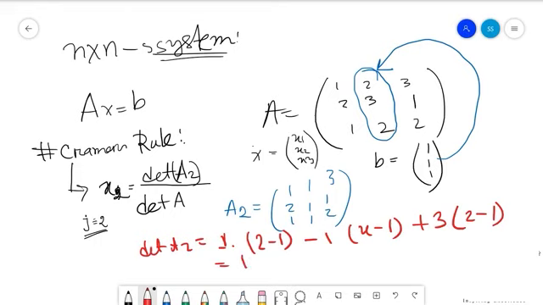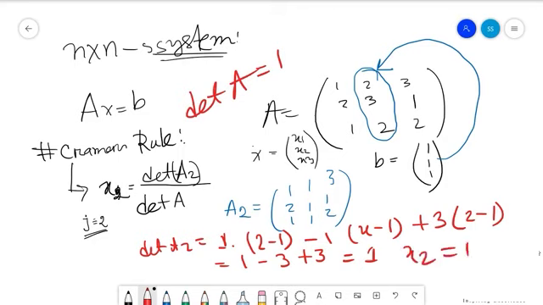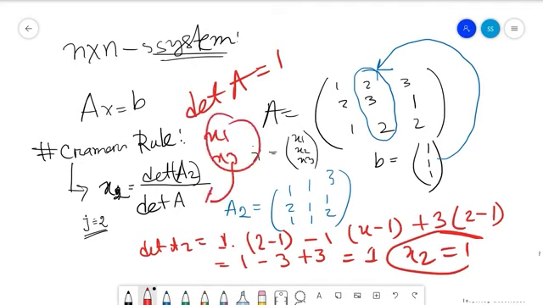1 minus 3 plus 3. So this is just 1, right? Alright. So this is the determinant of A2, and if you evaluate the determinant of A, this also gives you determinant of A equals 1. So you can say x2 equals 1. Similarly, you can solve for x1 and x3 using this formula.